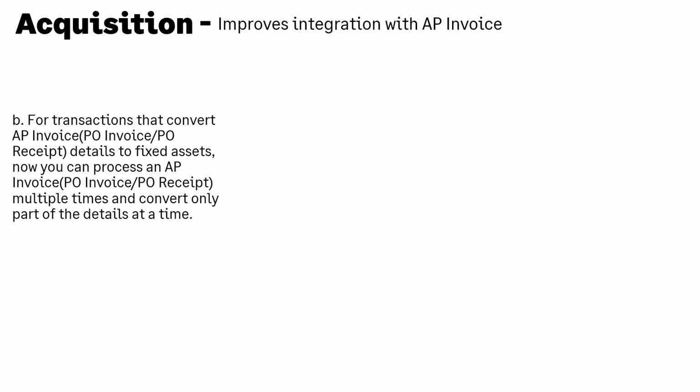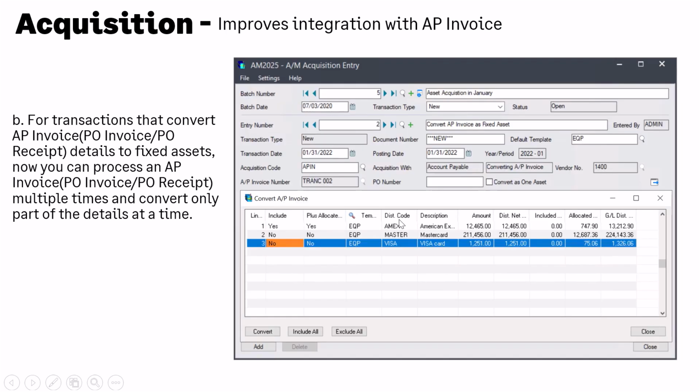The next new feature is for converting AP invoice or PO receipt details to fixed assets. In previous versions, one invoice or one receipt could only be processed one time, even if some details in the invoice or receipt had not been converted at all. You didn't have the chance to convert the unconverted details. But now you have this ability.